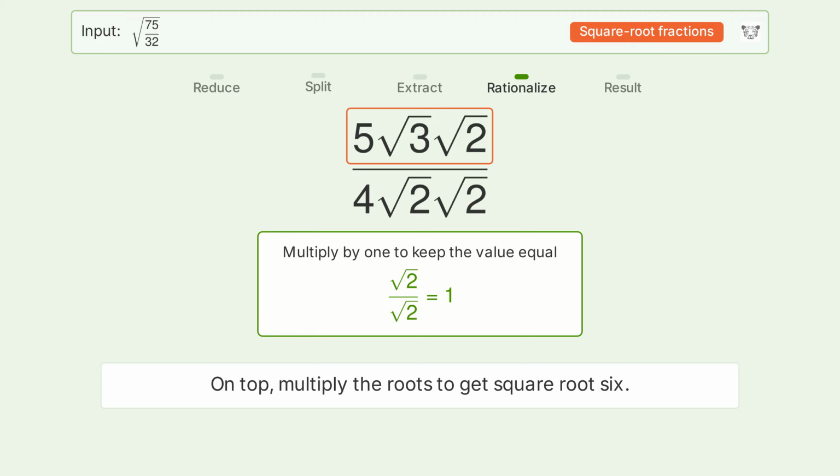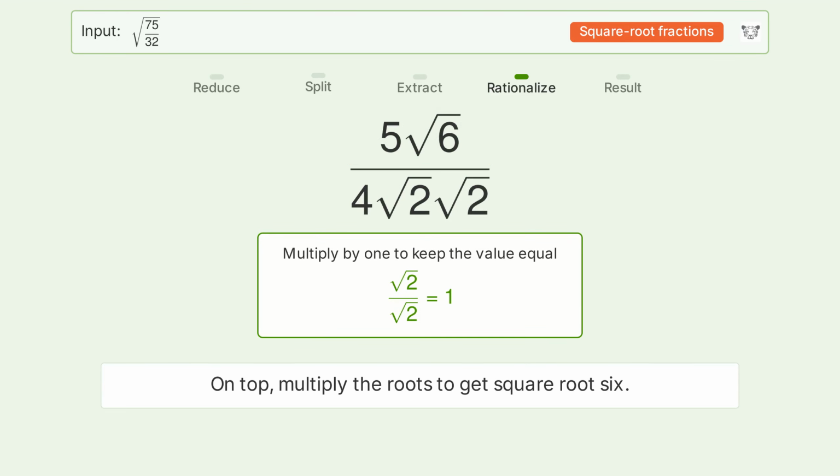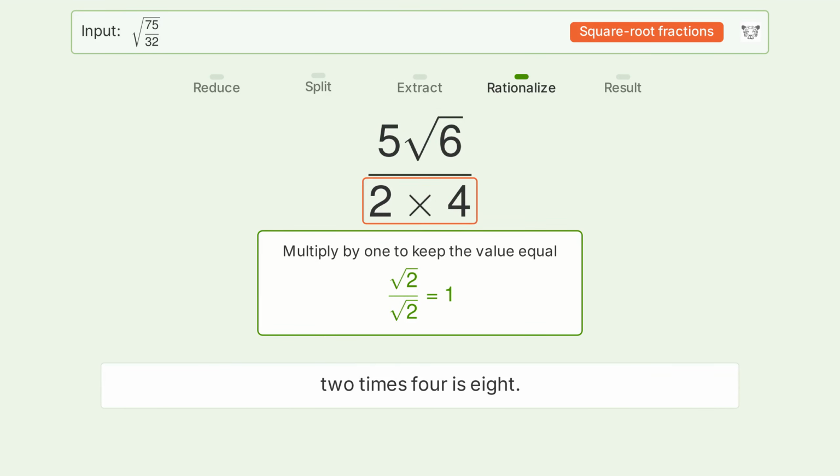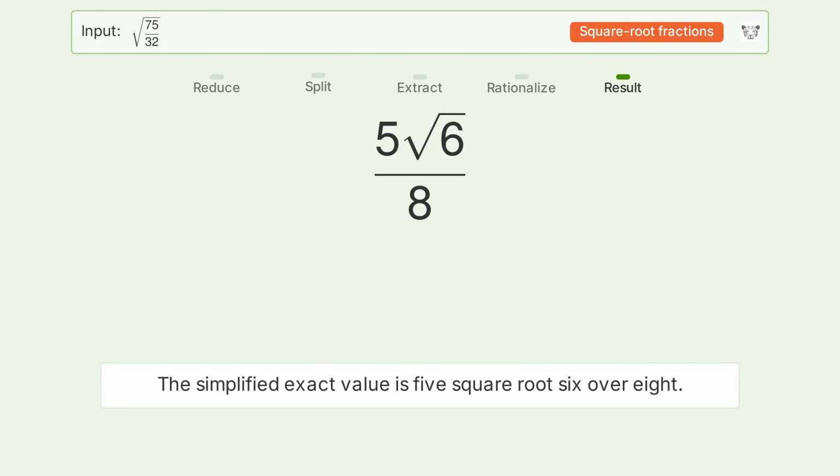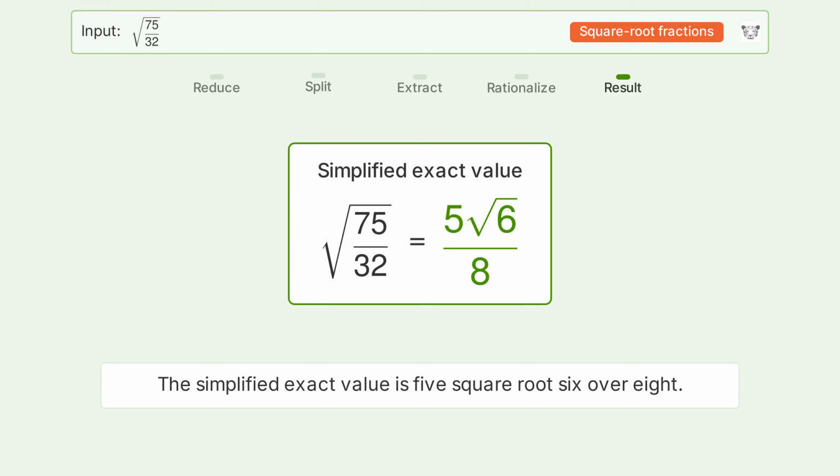On top, multiply the roots to get square root 6. On the bottom, square root 2 times itself is 2. 2 times 4 is 8. The simplified exact value is 5 square root 6 over 8.